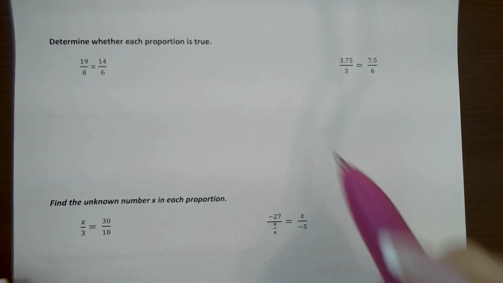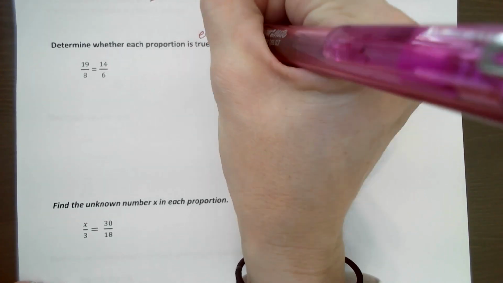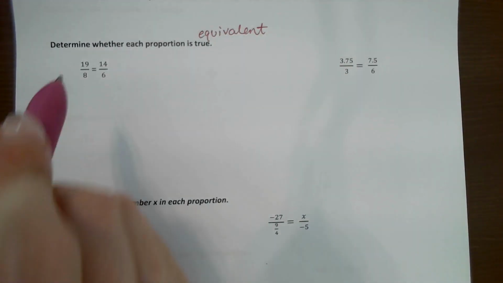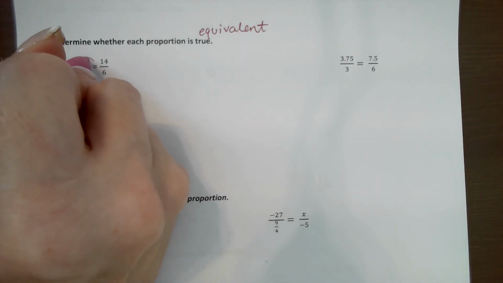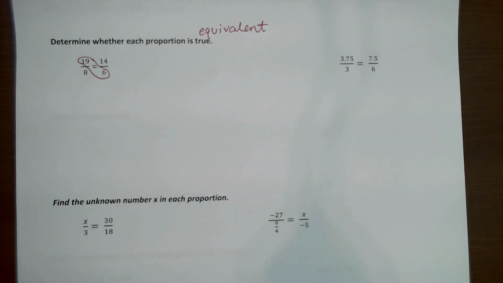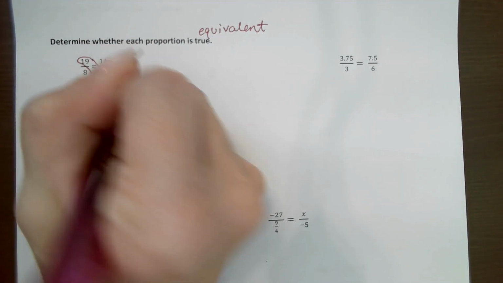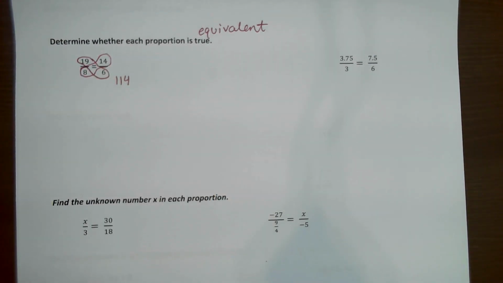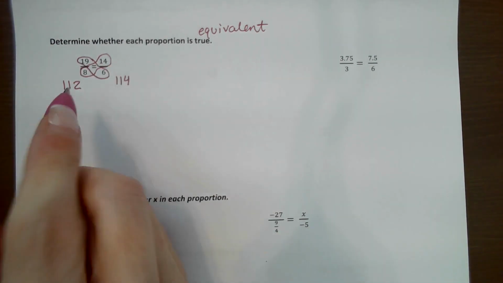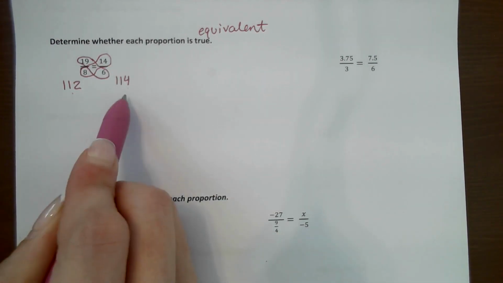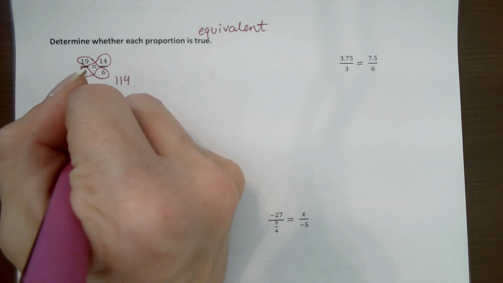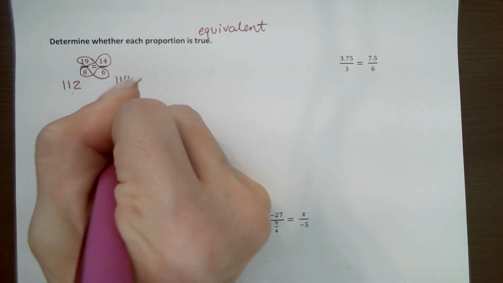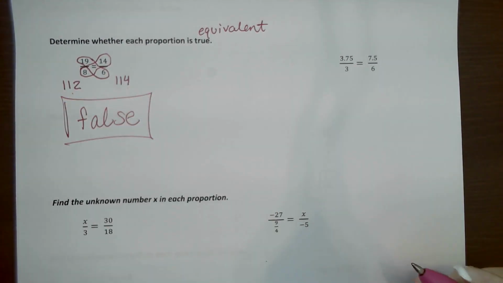Now, if we're being asked to tell if the proportions are true, true means they are equivalent. So to find out if they're equivalent, we cross multiply. So first I'm going to multiply 19 times 6, and we get 114. And then I'll multiply the other diagonal, 8 times 14, and we get 112. Now these cross products are not equal, so this statement, or this proportion, is false.